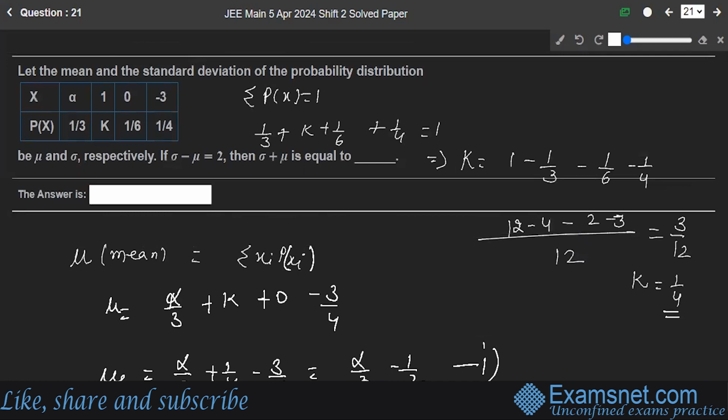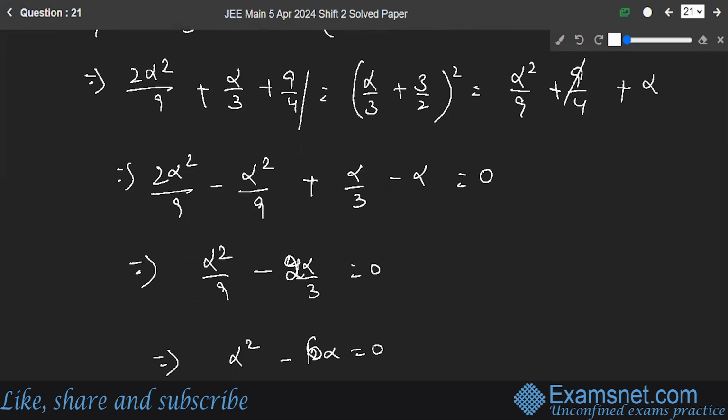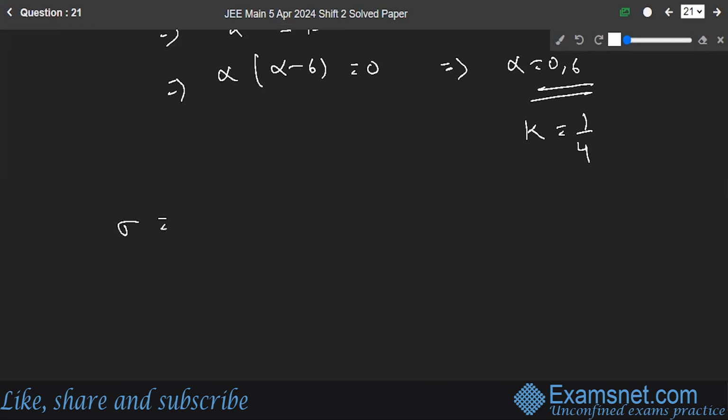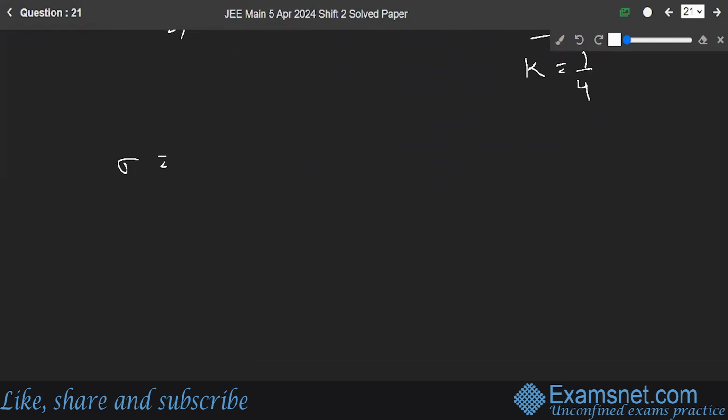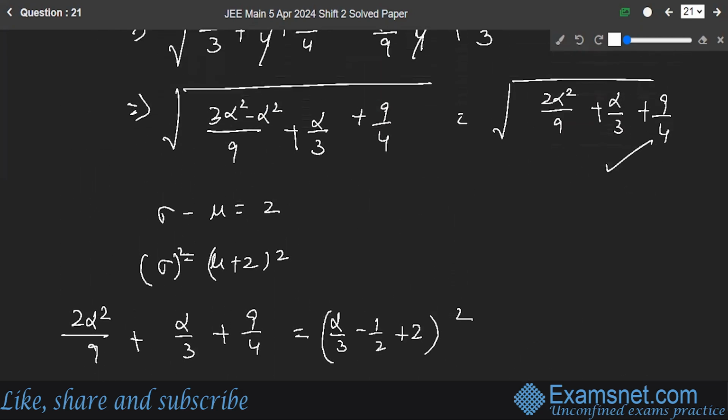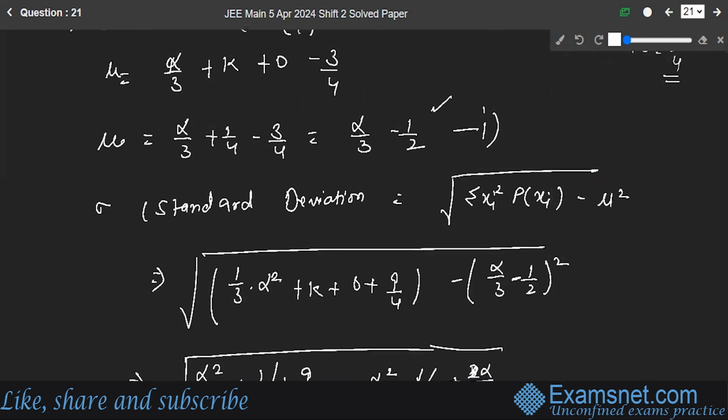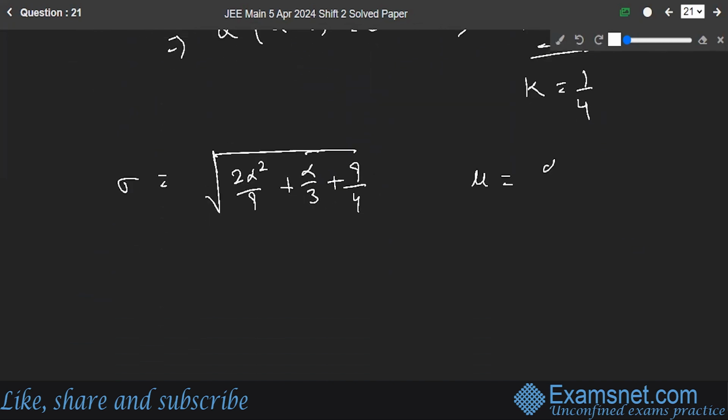What I have to find out is sigma plus mu. So let's find out the sigma value. The sigma was equal to the root of 2 alpha square upon 9 plus alpha by 3 plus 9 by 4. And the value for mu was equal to alpha by 3 minus 1 by 2. Right? So let's take the value of alpha equal to 0, and then the value of alpha equal to 6, and k is definitely 1 by 4 in both the cases.